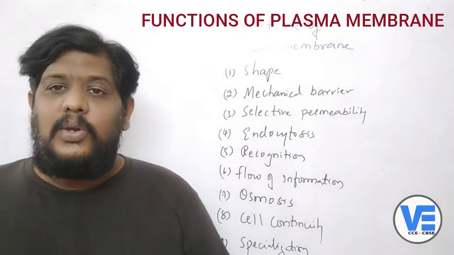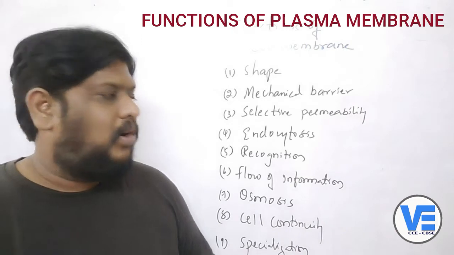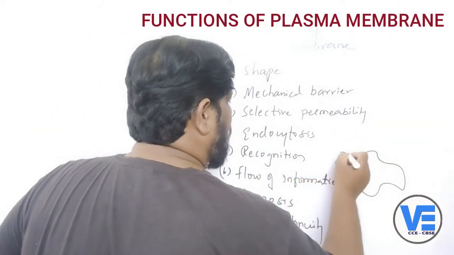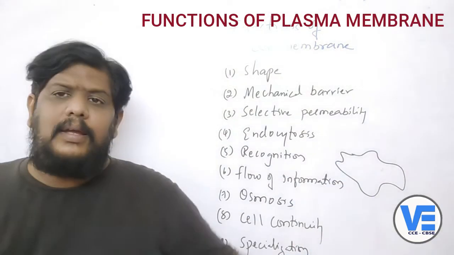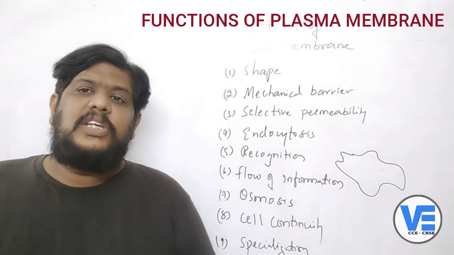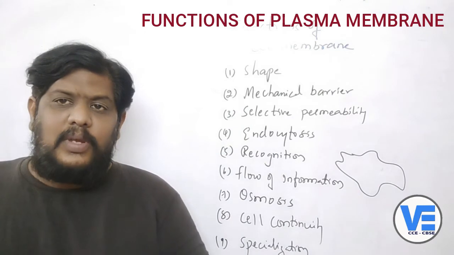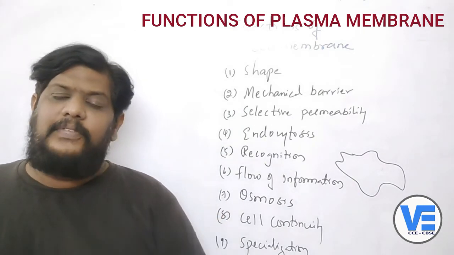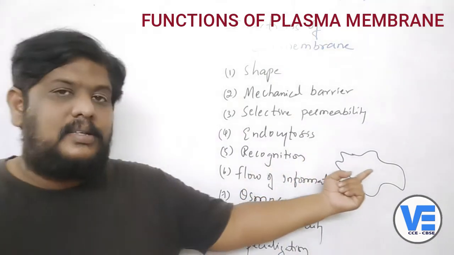Next one is the endocytosis. So for endocytosis, the best example you can take is the amoeba. Amoeba is only a single celled organism, unicellular organism, which has only a plasma membrane covering its body. So now if it wants to eat food, it cannot eat the food as we are eating. We have hands and all, we can take the food. So it cannot do that.